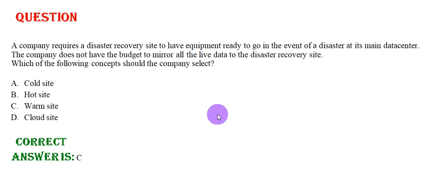A company requires a disaster recovery site to have equipment ready to go in the event of disaster at its main data center. The company does not have the budget to mirror all the live data of the disaster recovery site. Which of the following concepts should the company select? Option A, cold site. Option B, hot site. Option C, warm site. And option D, cold site. The correct answer is option C.